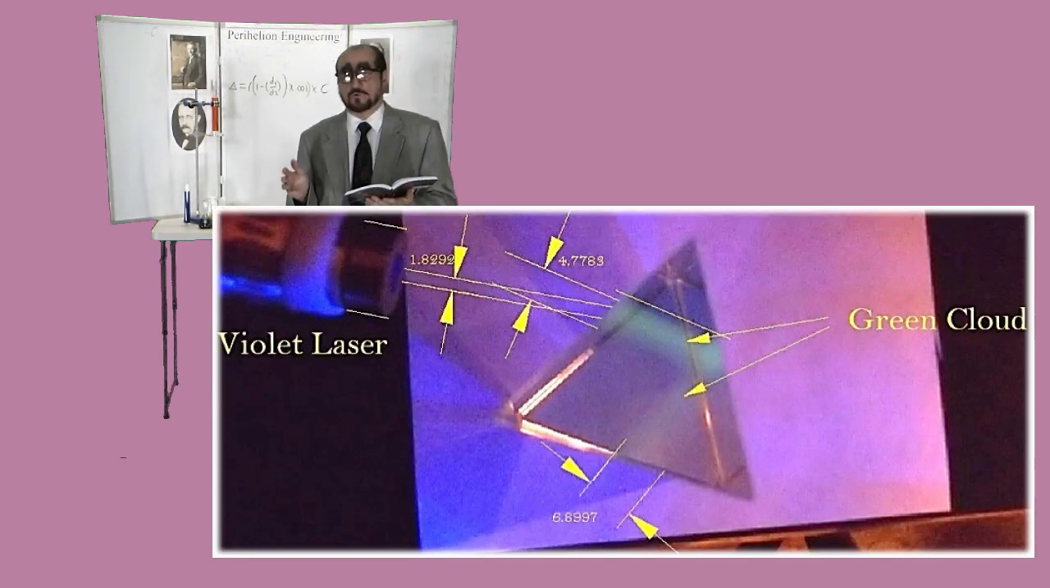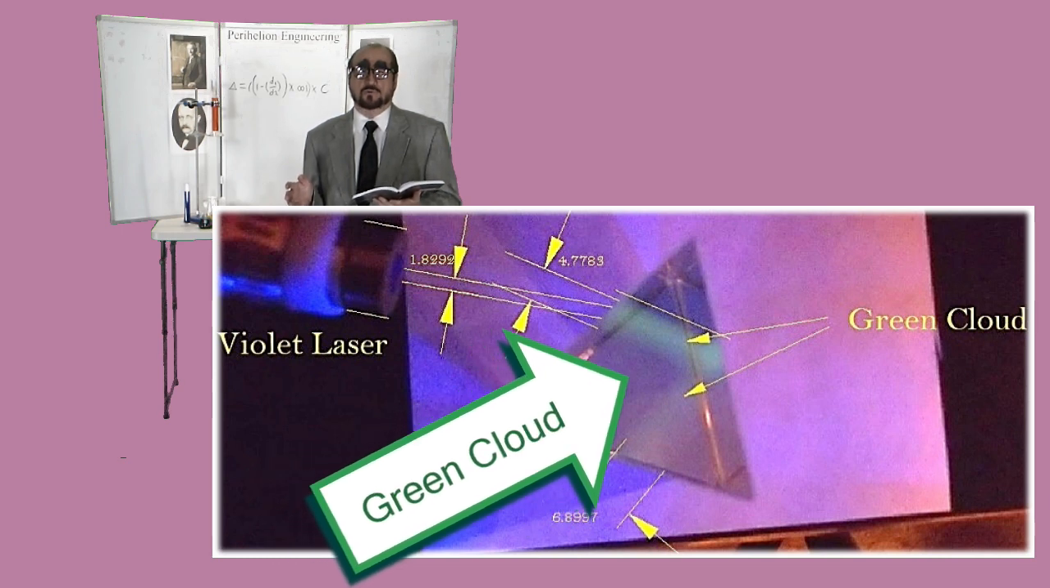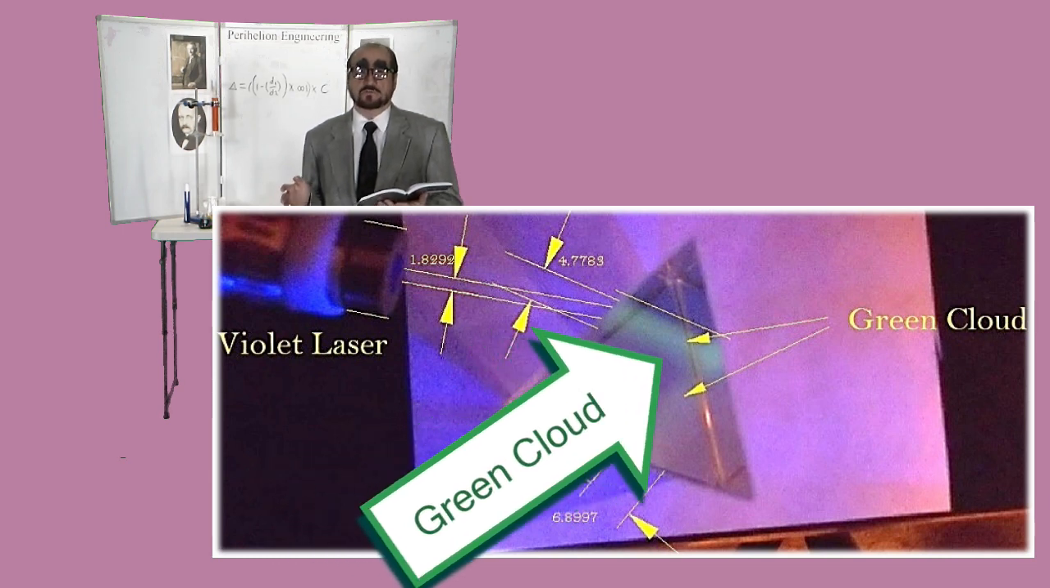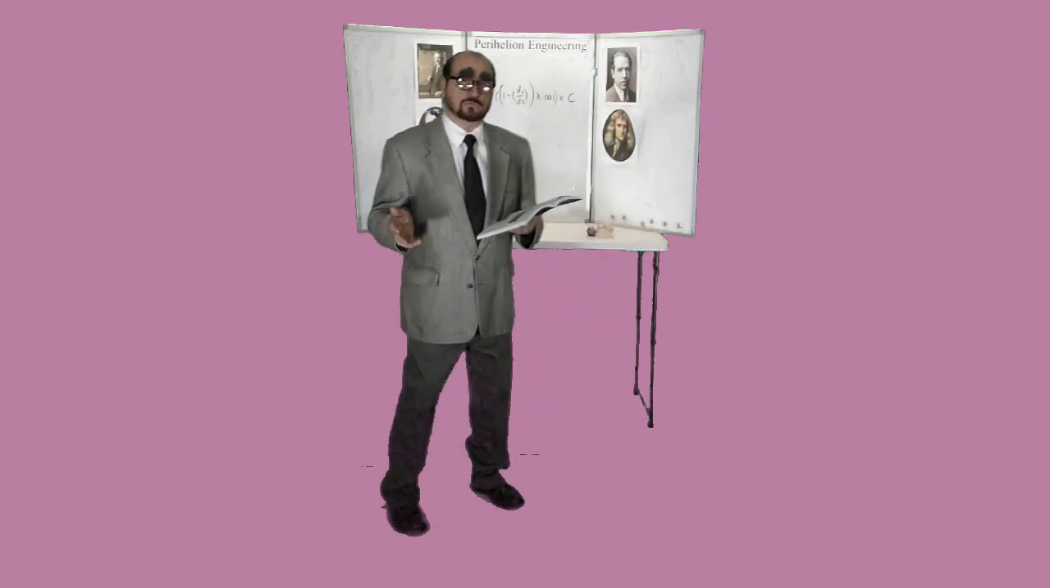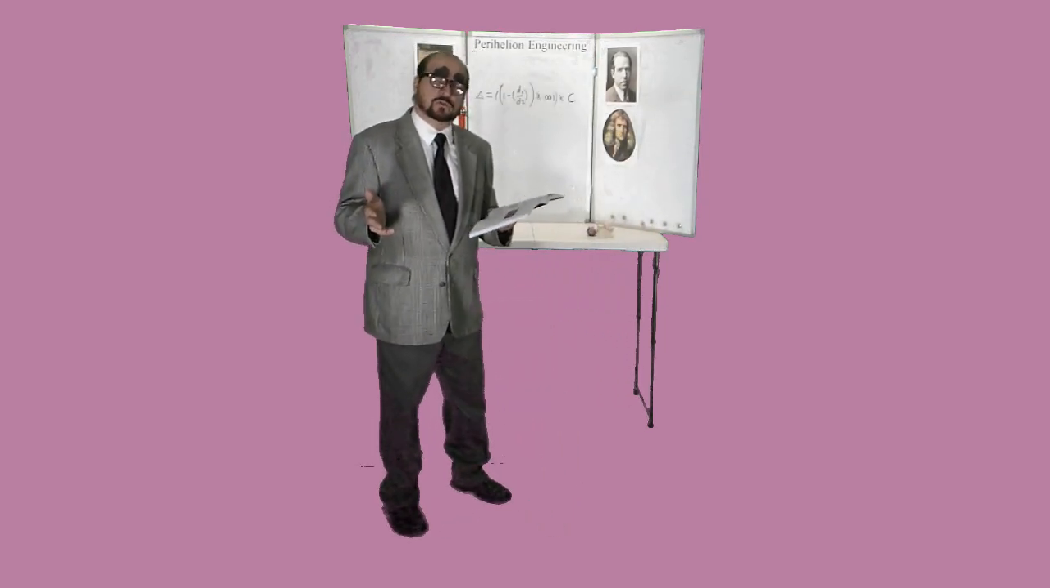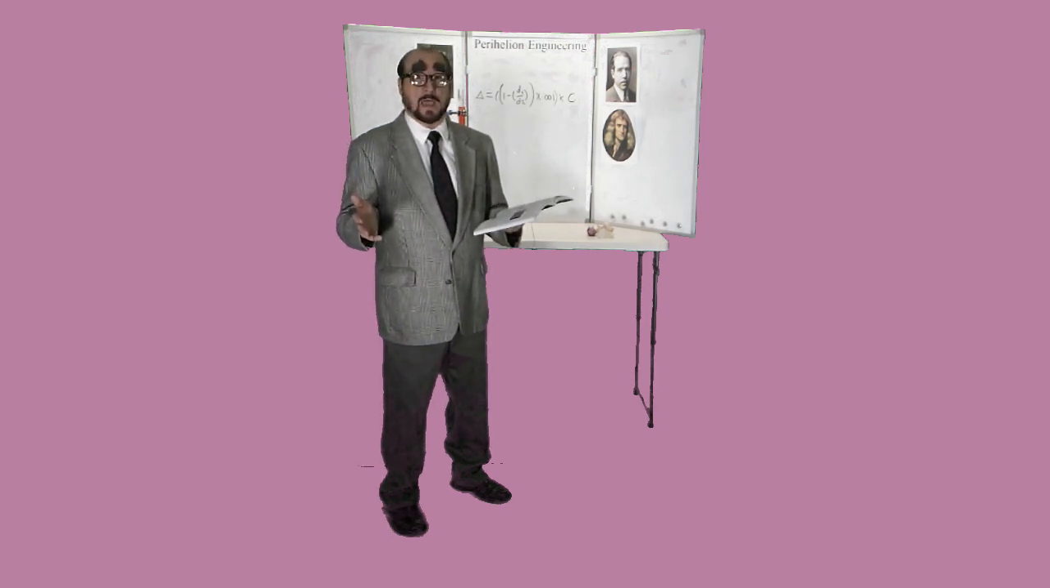Now here's another interesting slide. This is an ultraviolet laser passing through a prism, and you notice how it produces a green cloud. This is the waves actually bouncing off and refracting inside the molecules of silicon dioxide. Electromagnetic radiation is different from light waves. Electromagnetic radiation involves the electron. Light waves are involved in dark matter, and they have no mass.